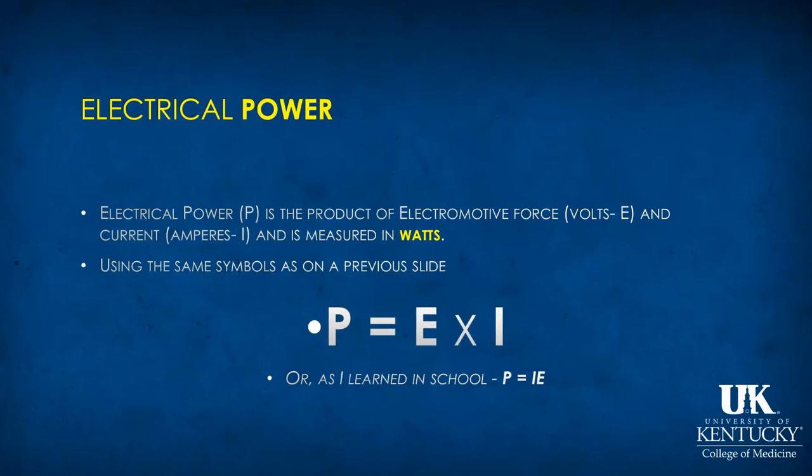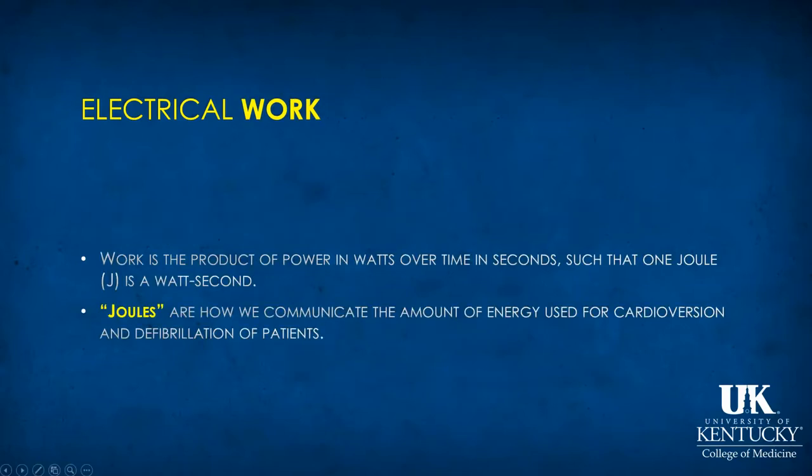From electrical power, we move to electrical work. And work is the product of power in watts and time in seconds, such that 1 joule is a watt-second. Joules are how we communicate the amount of energy used for cardioversion and defibrillation of patients.